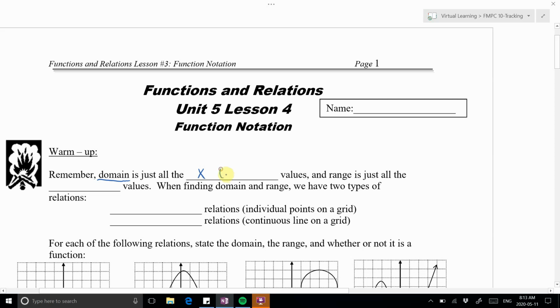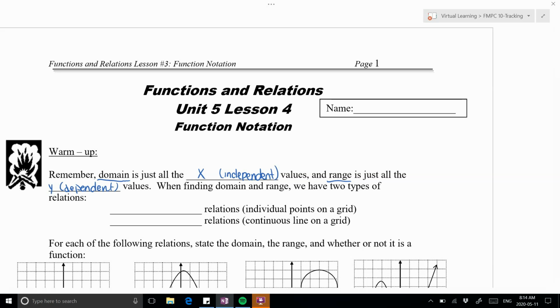Now sometimes we also call those independent. Right? Independent because we don't actually control how those change. They change consistently. And our y values, so the range, is the y values or the dependent. So depending on how our x values change, our y values are going to look a little bit different.